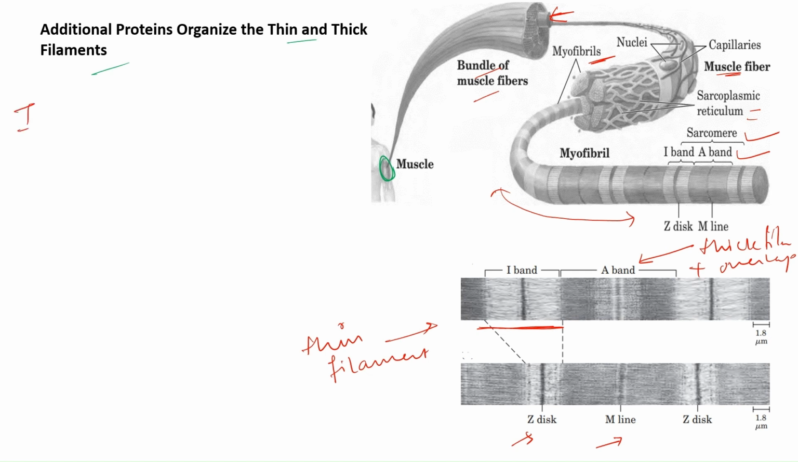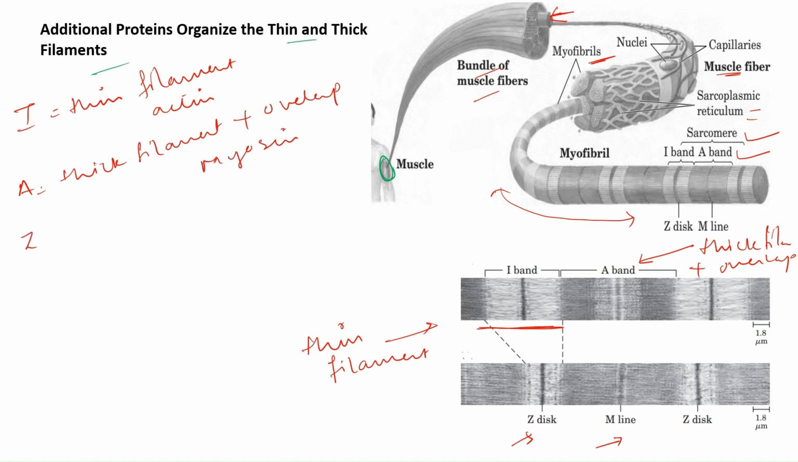I band is thin filament. Thin filament means mainly made up of actin. A band is thick filament, plus it also contains where thick and thin filaments overlap, mainly made up of myosin. Z disc is where thin filaments are anchored. M line is found in the middle of the thick filament.